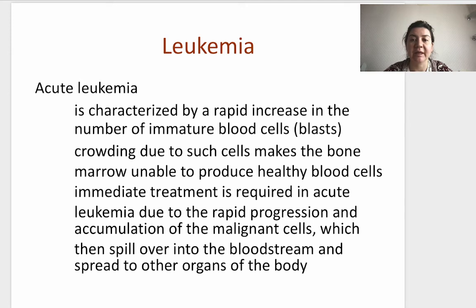Acute leukemia. It is characterized by a rapid increase in the number of immature blood cells, which I named blasts. Their crowding due to such cells makes the bone marrow unable to produce healthy blood cells. Immediate treatment is required in acute leukemia due to the rapid progression and accumulation of malignant cells, which then spill over into the bloodstream and spread to other organs of the body.